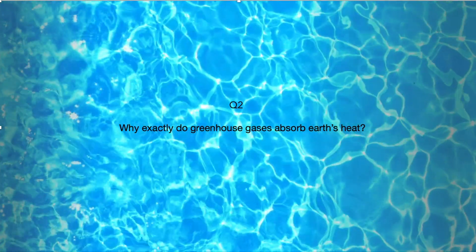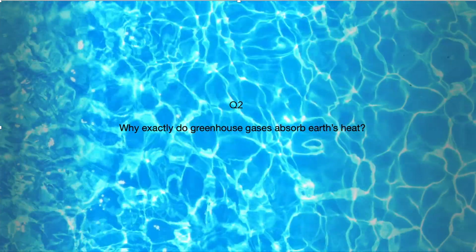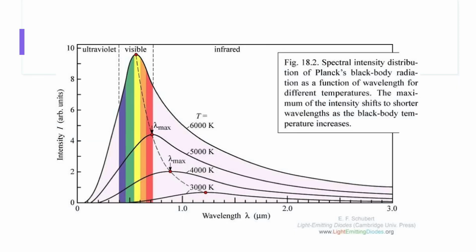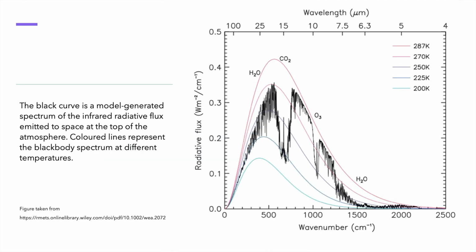Why exactly do greenhouse gases absorb heat? The sun's radiation peaks in visible wavelengths between 0.4 and 0.7 microns. Our eyes have evolved to be sensitive to such light, while the radiation emitted by the Earth, because it is much cooler, peaks at infrared wavelengths between 8 and 20 microns. This is exactly the wavelength range which is absorbed by the various greenhouse gases, enabling them to form a blanket around the Earth, keeping it at a pleasant temperature.